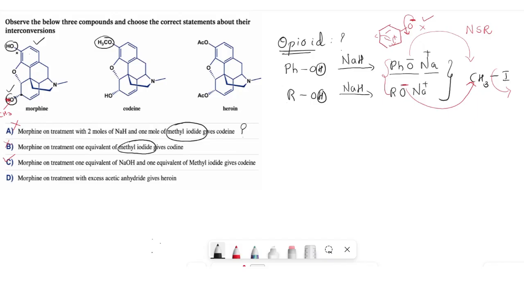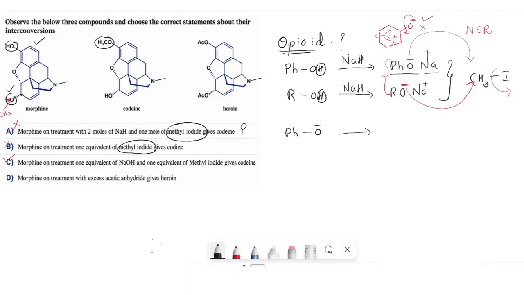What kind of base are we going to use in that case? Sodium hydroxide. Sodium hydroxide is strong enough to react with the phenol, but too weak to react with an alcohol, because alcohol is a weak acid. Therefore, selectively it will react with this part of the molecule. That means you are going to get the phenoxide. Since there is no other possibility, it has to form this phenoxide here.